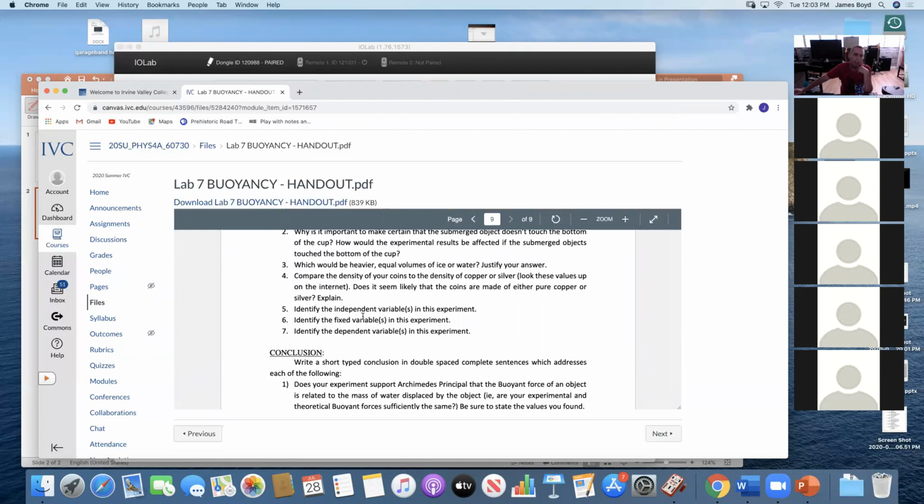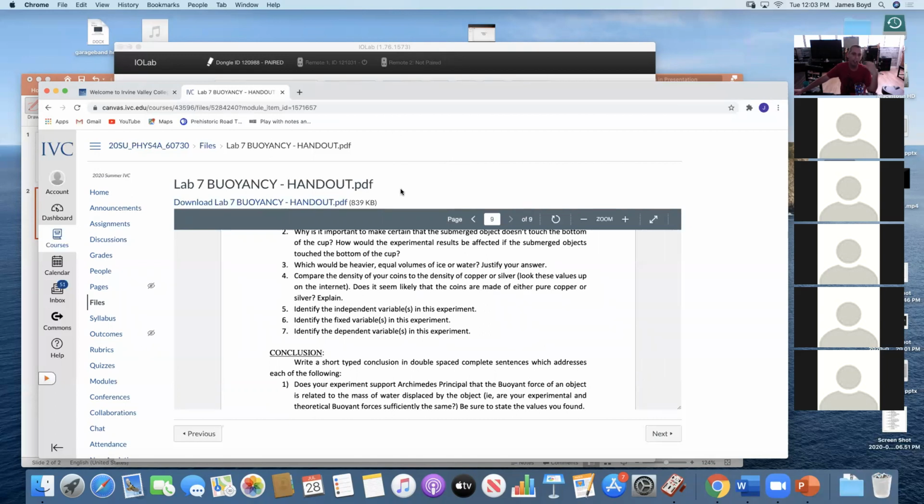The last part is independent variables, which were things that we changed. So we chose our objects. We chose water to be our liquid. We could have chosen something else. And we chose the string, anything that we chose. The fixed variable is something that you cannot change. You could use a different force sensor. What can't you change in this experiment? Gravity. Gravity cannot be changed.